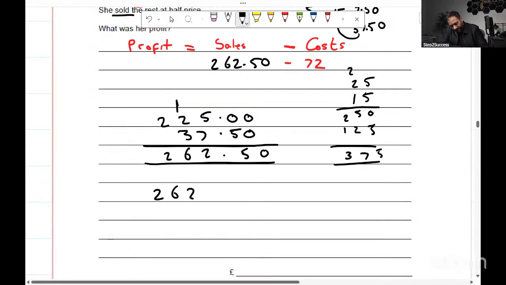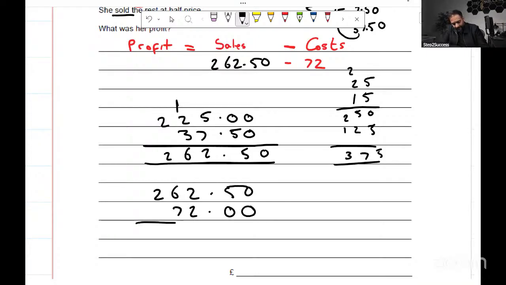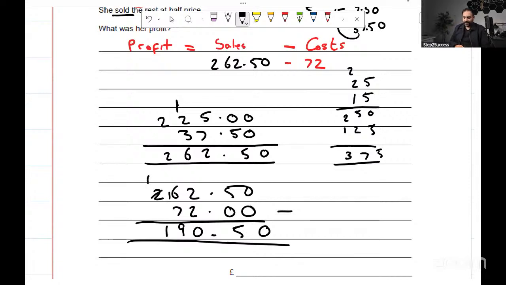So £262.50 minus 72. Just be careful when you're dealing with money and stuff and making sure your points are in a line when you do adding or minusing. So 0, 5, 2 take away 2 is 0. That £190.50 looks to me like my profit from this exercise. And that should be it.